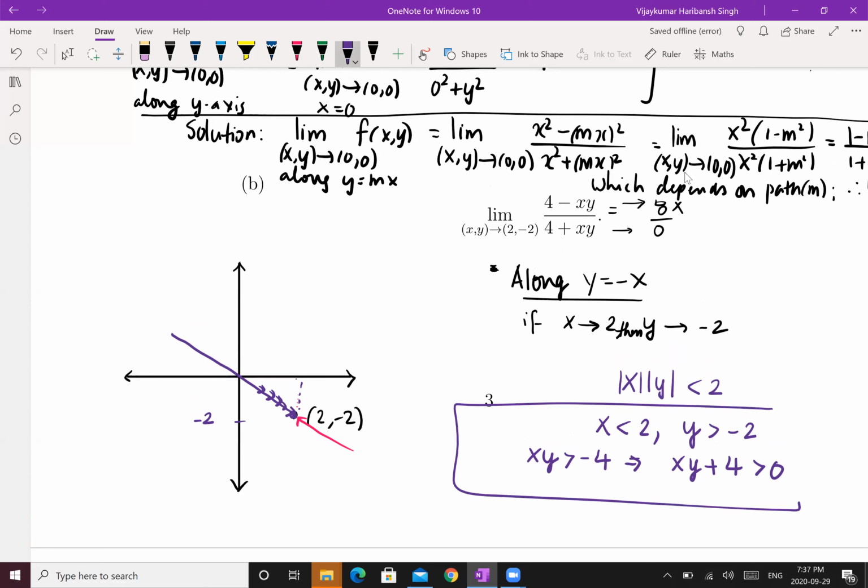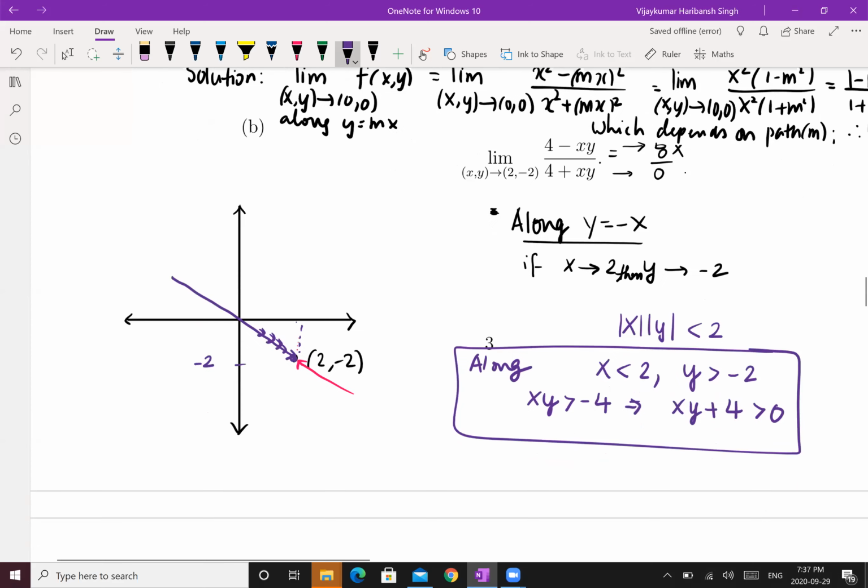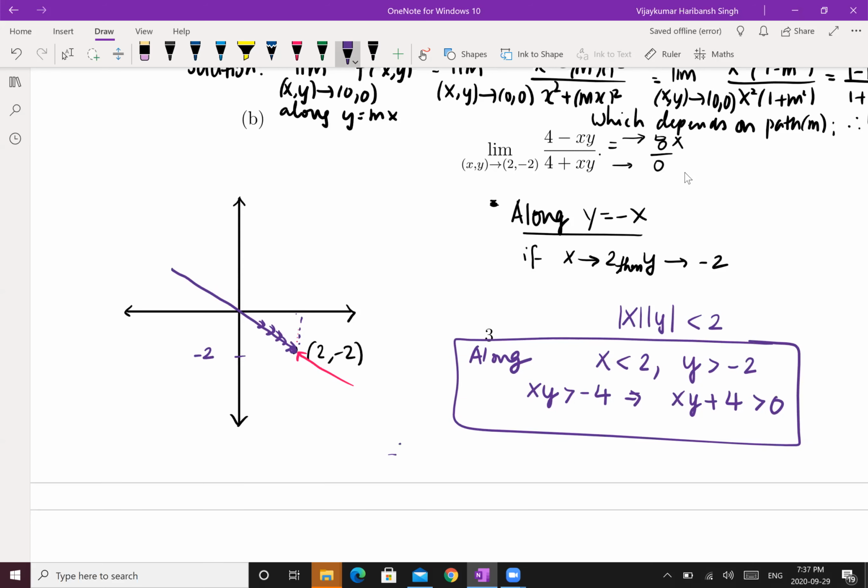So along C1, xy is greater than this, and this is greater than 4, and therefore the limit as xy goes to 2, minus 2 along C1 is going to be (4 minus xy) upon (4 plus xy). The top is going to positive 4, the denominator is going to 0, and the whole thing has a positive sign, so this is infinity.